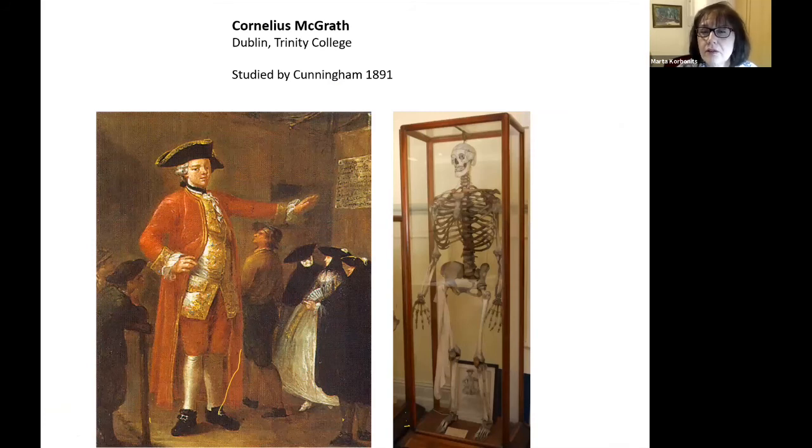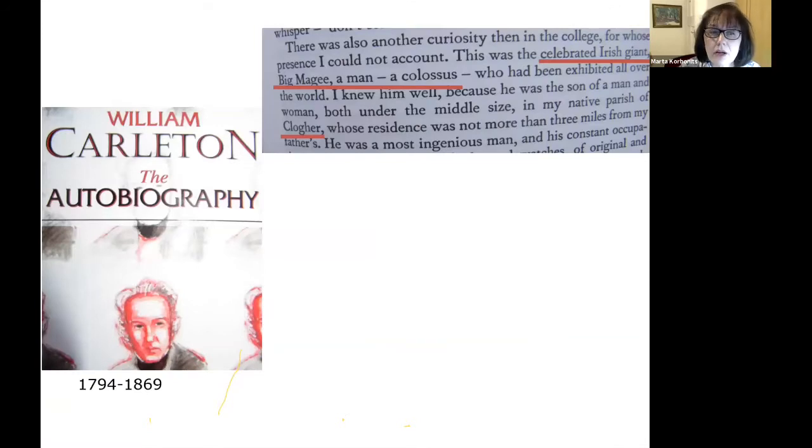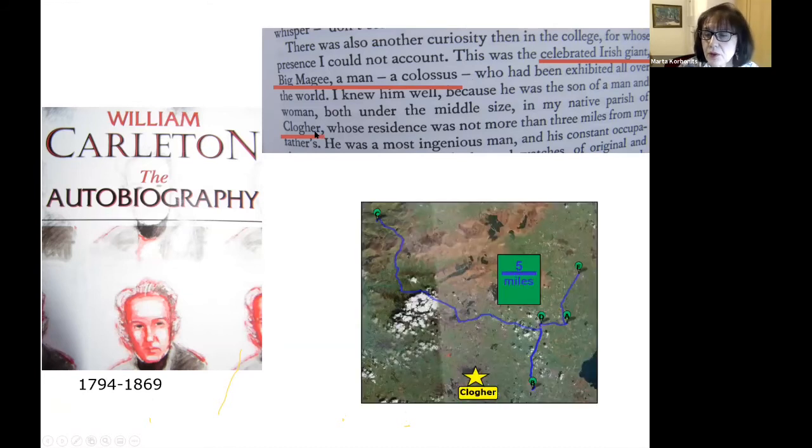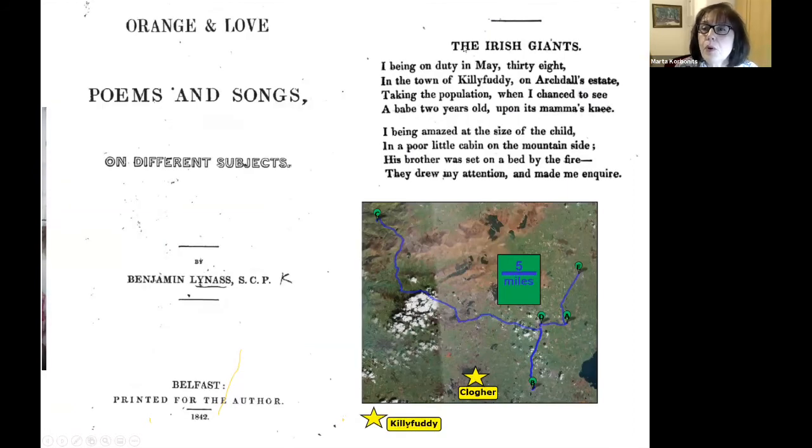So this is a giant in the anatomy department in Dublin Trinity College, Cornelius McGrath, and also on a beautiful painting here. Or another giant in the book of William Carleton, who wrote that there was a celebrated Irish giant, Big Mackie, a man, a colossus, who lived in this village called Clogger. And guess what? Clogger is right here. And then another one, a poem about Irish giant babies, and they were living in a village which was, again, just off our little map here.